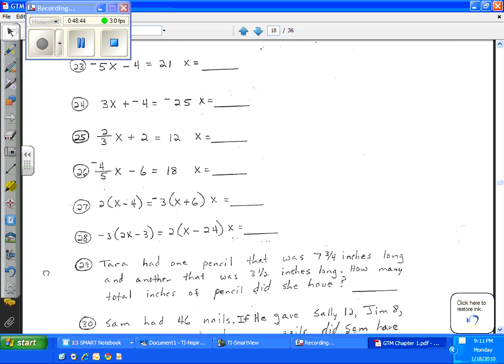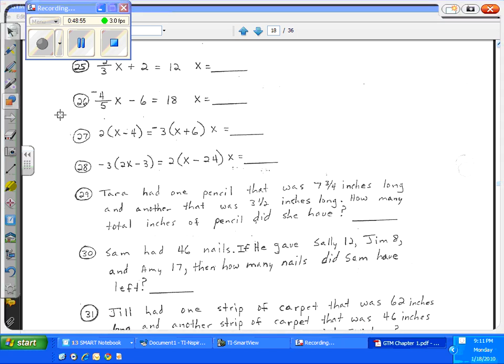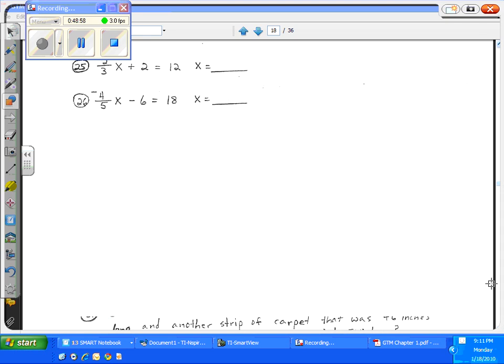All right, let's move on to number 26. We're going to do this one because it has a fraction, and that kind of gives some people cold chills for some reason, and we really need to get over the fright of fractions.